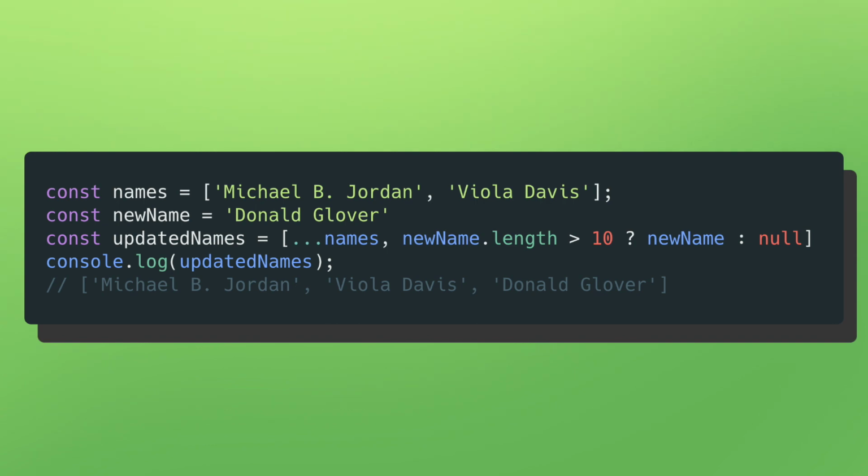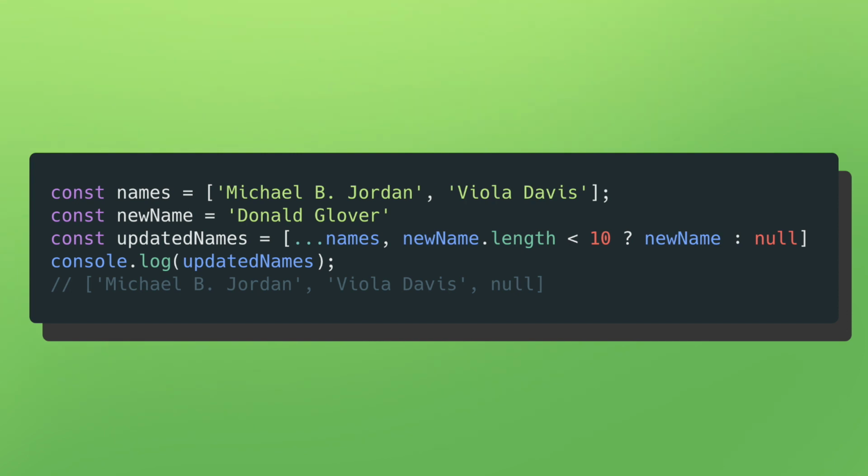So my final updated names array is going to be Michael B. Jordan, Viola Davis, and Donald Glover. But let's say that our conditional argument turned out to be falsy. What happens then? So if we go back into the code block and instead check to see if the new name length is less than 10, we're going to see that our final array is going to be equal to Michael B. Jordan, Viola Davis, and then null. So it's always important to remember that ternary operators are going to return a value either from the truthy expression or from the falsy expression.